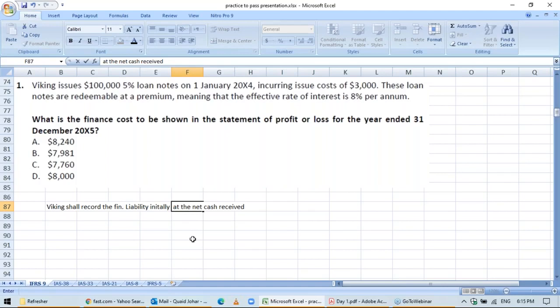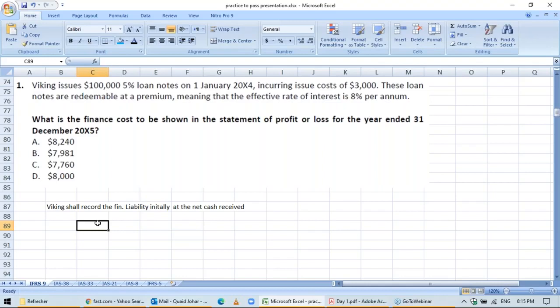So remember, participants, that the financial liability in case of a loan note will be recognized at the amount of net cash received by the issuing party. So how much cash has Viking received? This is what we need to know, net of issue cost.